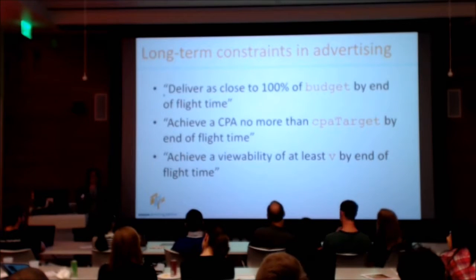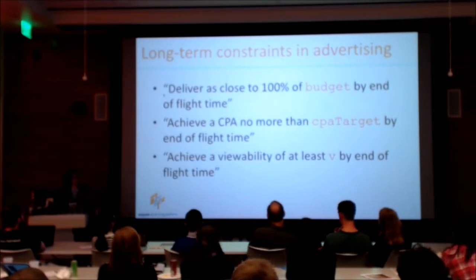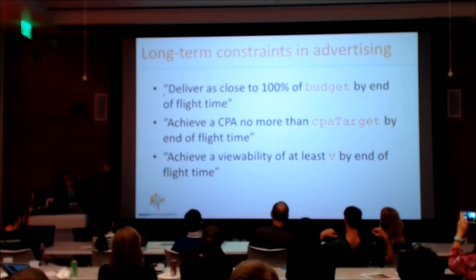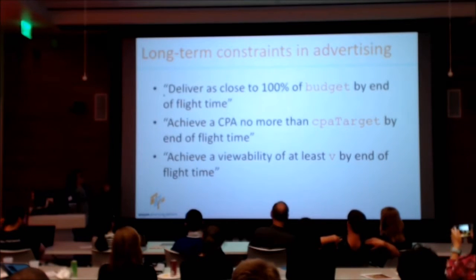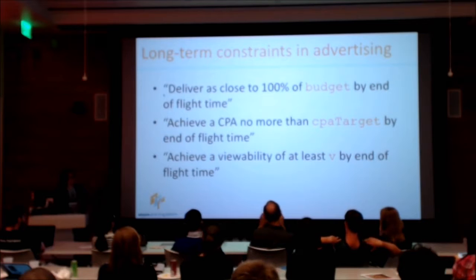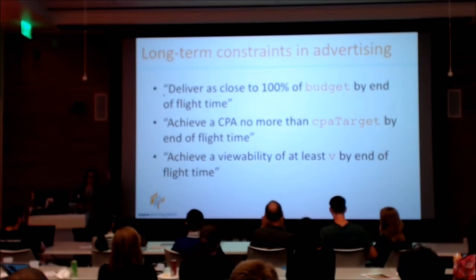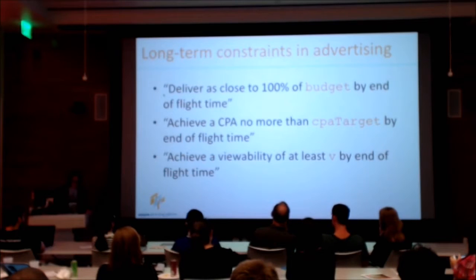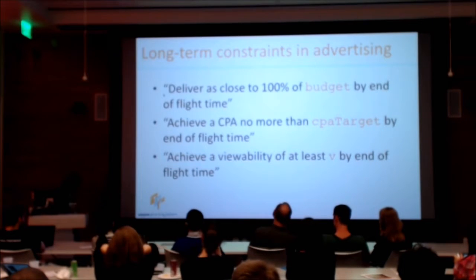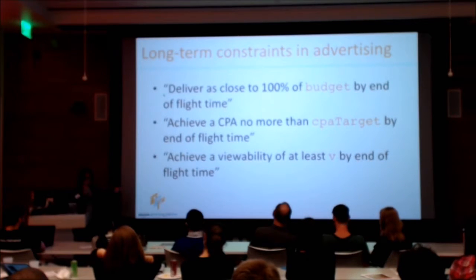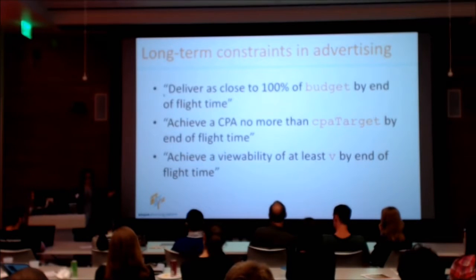They're everywhere in advertising. They're actually the norm, not the exception. And they take on various forms: spend as close to as possible to 100% of the budget by the end of flight time, achieve a CPA no more than some target, achieve some viewability, not more than but at least this amount. And there are many other examples as well. What makes them hard from an online optimization point of view is that there's time in them, as a long-term constraint. What you do in the moment is not what matters, it's how you behave over a long time period. I think a long time period here would be 3 months of advertising. So that's really annoying.